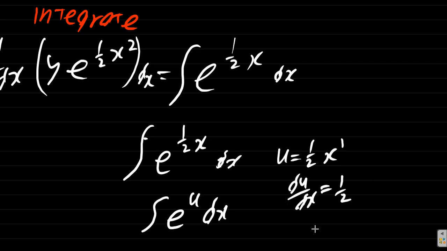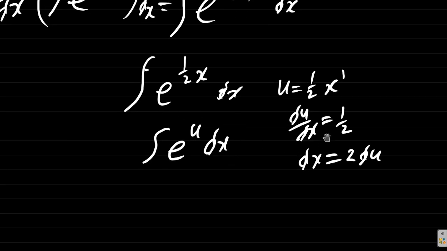So that means when you make dx the subject, dx will be du over half. du over half is the same as 2 du, alright? It's going to be 2 du when you transpose to make dx the subject. Multiply both sides by dx, because you're treating du by dx as a fraction.